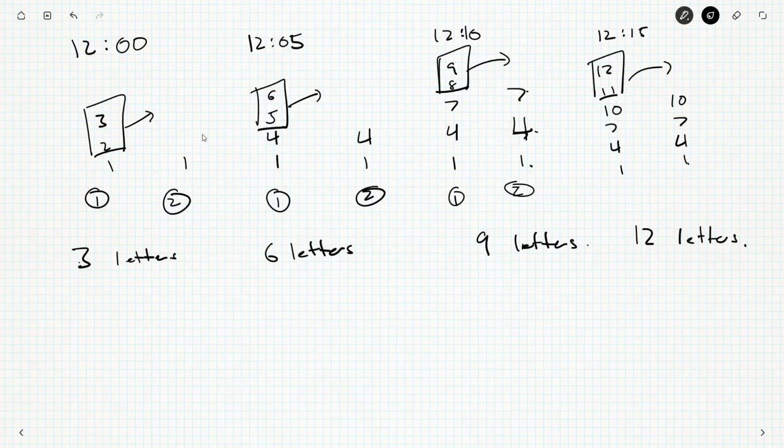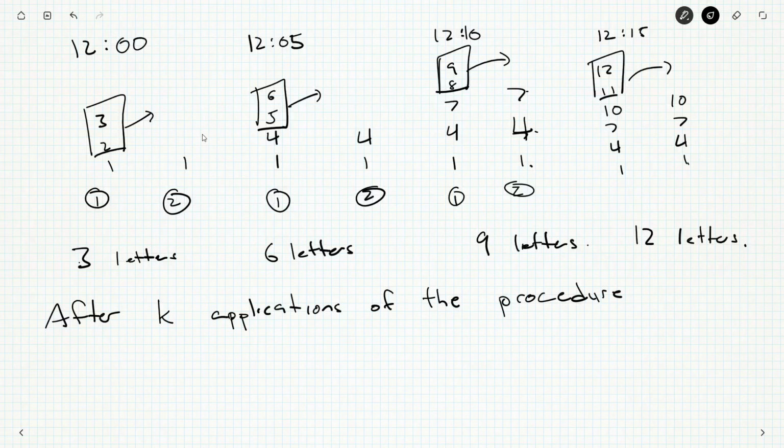So after K repeats of the process, I don't want to say repeat, because that kind of means that we're ignoring the first one since that's not a repeat. But after K applications of the procedure, yeah, that's a better way to say it. So after K applications of the procedure, 3K letters will have arrived.